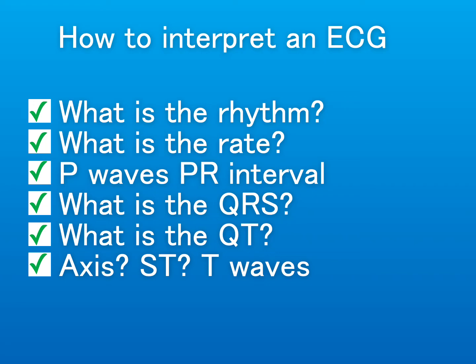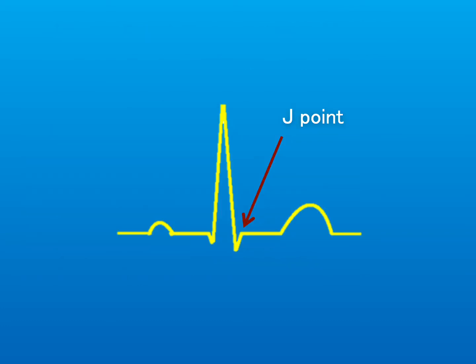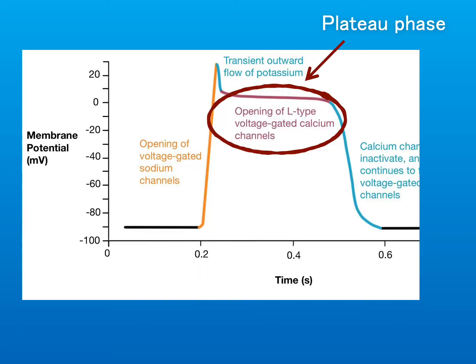So the next step is the ST segment, which is the interval between the end of the QRS complex, what we call the J point, and the start of the T wave. Now, what the ST segment represents is the portion of the action potential known as the plateau phase. So after the cells have been depolarized, but they've not yet been repolarized.